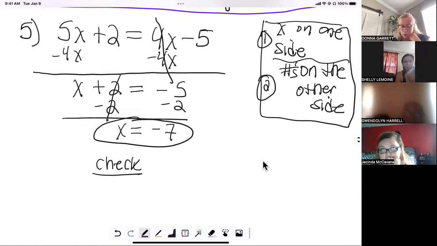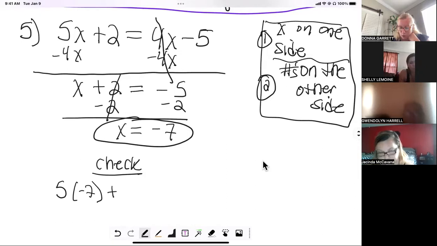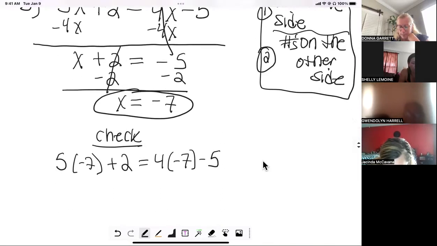Yeah. Okay. So then I would do 5 times negative 7. So wherever the x is, I put negative 7 plus 2 equals 4 times negative 7, minus 5. In order to be the right answer, both sides have to be the same number.